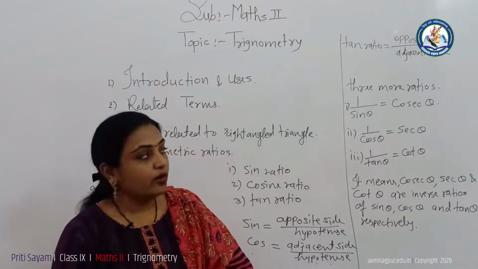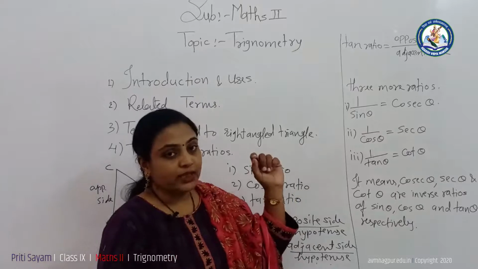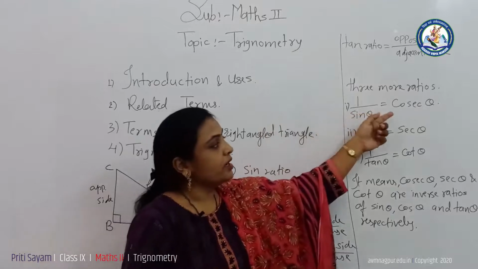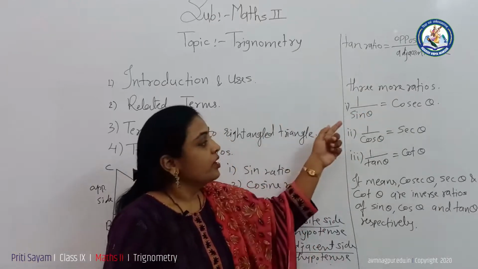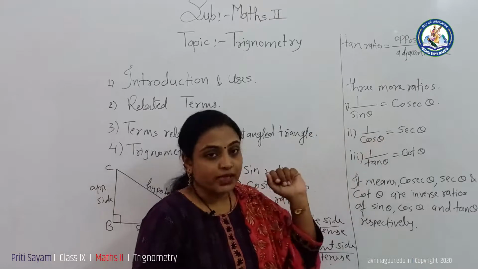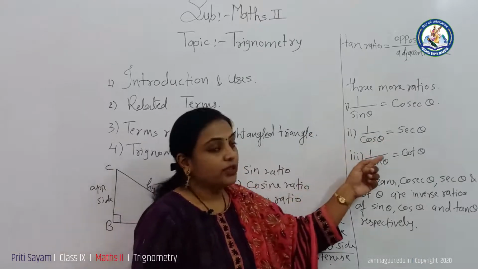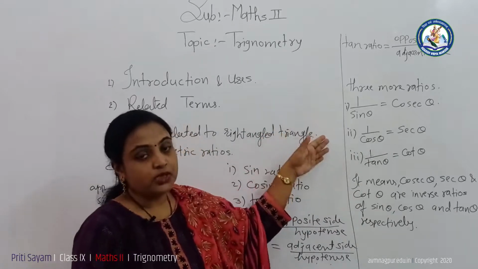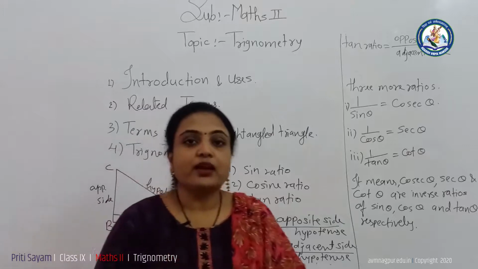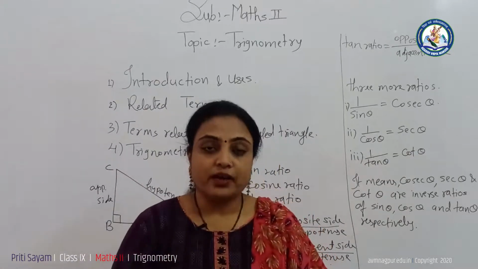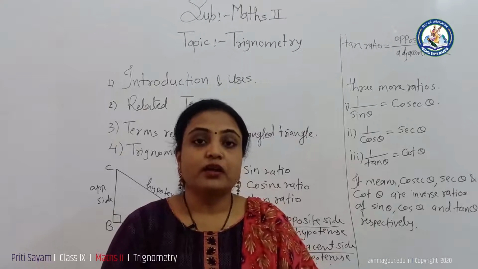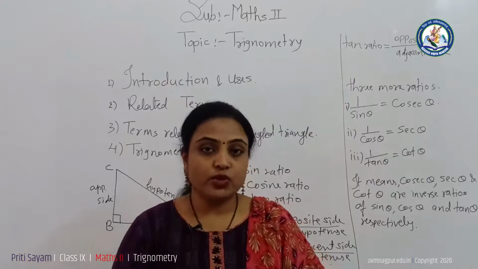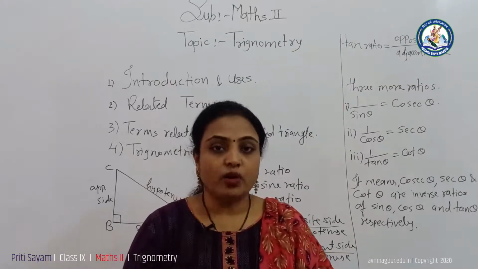On that basis, three more ratios we have in trigonometry. Cosec theta means 1 upon sin theta. 1 upon cos theta equals sec theta. And 1 upon tan theta means cot theta. These three are more ratios of trigonometry. So in total there are 6 ratios: sine ratio, cosine ratio, tangent ratio, or tan ratio, then sec ratio, cosec ratio and cot ratio.